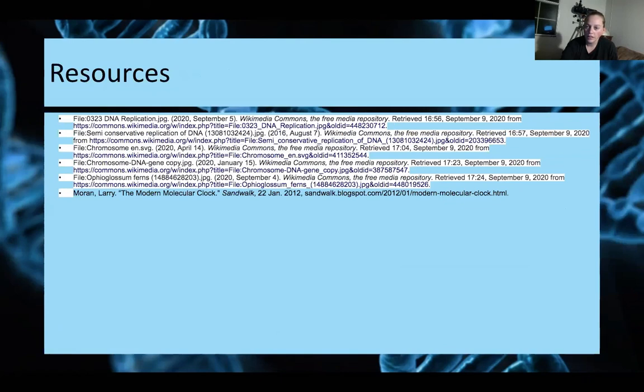Big things to keep in mind: DNA is replicated. Helicase is going to be the enzyme that tears these hydrogen bonds apart, and DNA polymerase is the enzyme that's going to come in and link new nucleotides by putting a thymine with an adenine and a cytosine with a guanine.